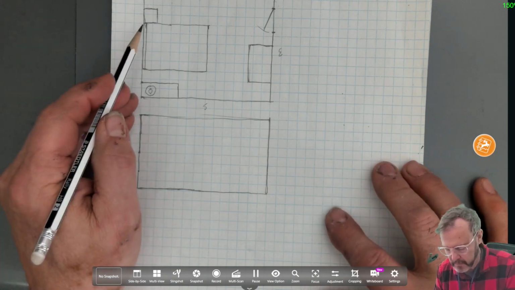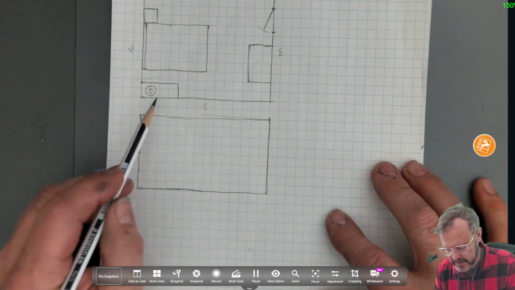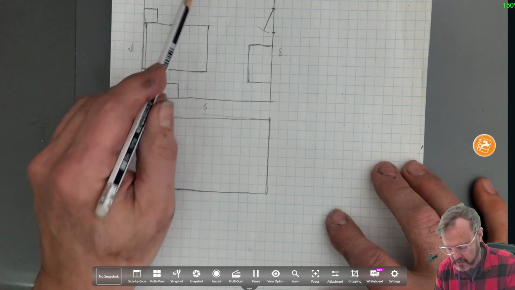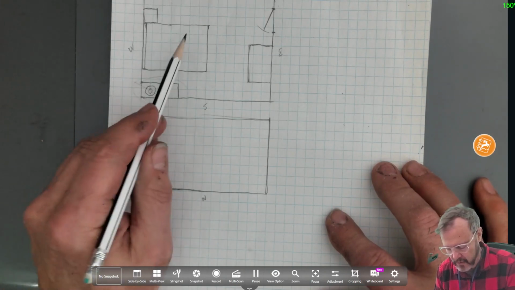But the bed, we're not going to draw this because this is against the south wall and we're drawing the north wall right now. So we don't need to draw that yet.